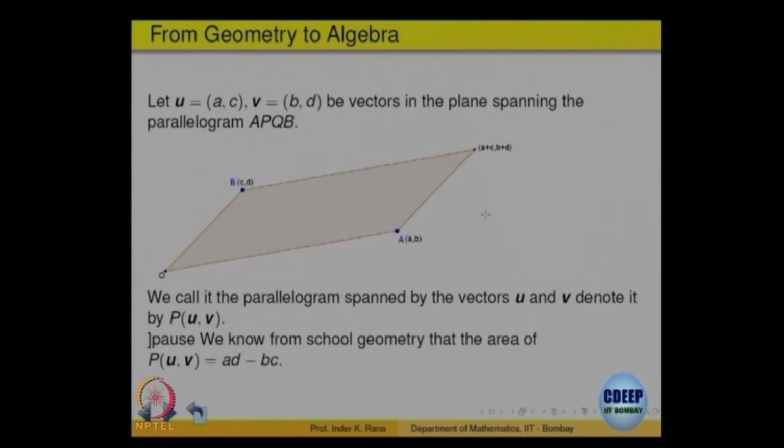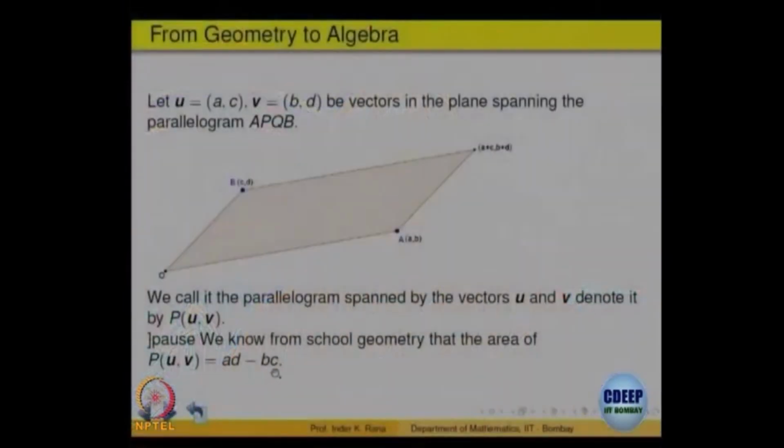and it can be proved purely by geometry that the area of this parallelogram is given by AD minus BC. If U has the components A and B and V has the components C and D, then the area of this parallelogram, purely by geometric considerations, by drawing perpendicular lines and so on, looking at congruence of triangles and using the concept that the area of a triangle is half base into height, one can come to the conclusion that the area of this parallelogram is given by AD minus BC. This is pure geometry.